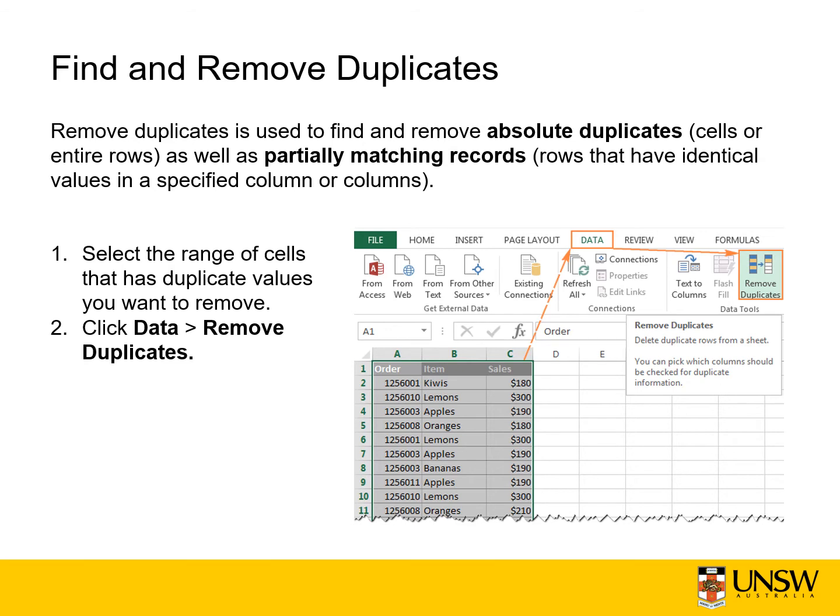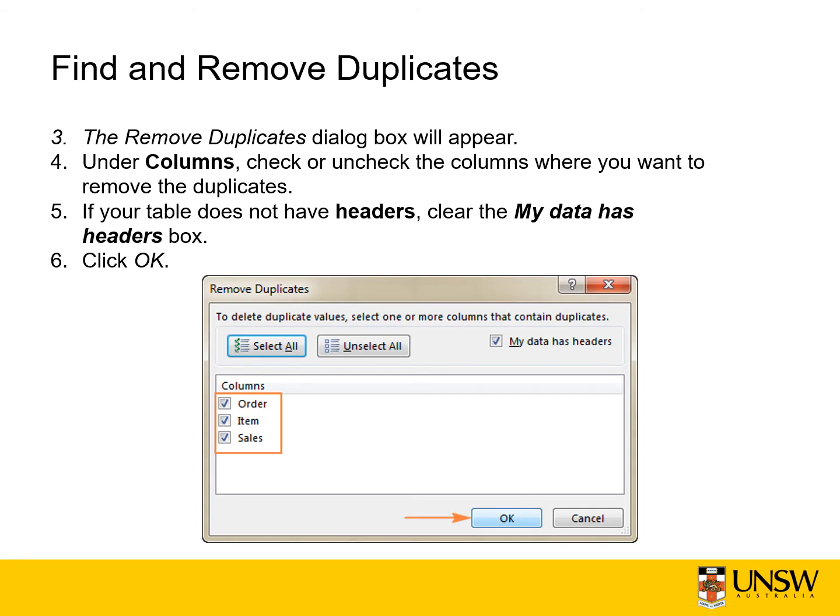Remove Duplicates is a useful feature in Excel that helps you to delete duplicate values in your worksheet. To begin with, select the range in which you want to delete duplicates, then go to the Data tab and click the Remove Duplicates button. The Remove Duplicates dialog box will open. You just need to select the columns to check for duplicates and click OK.